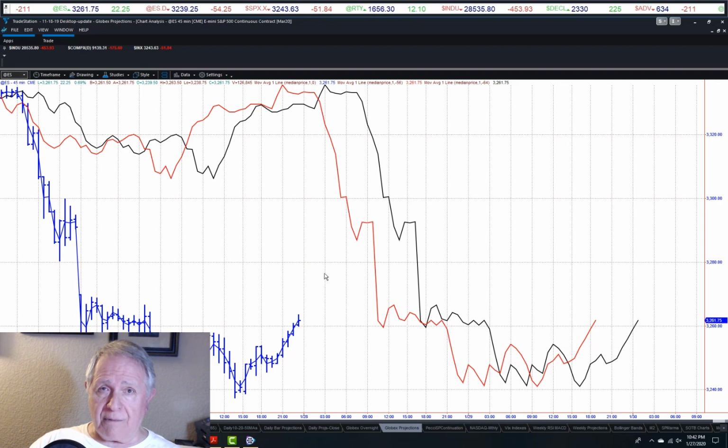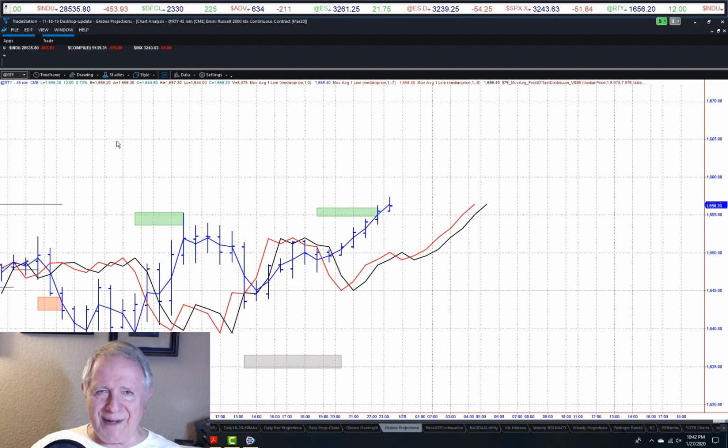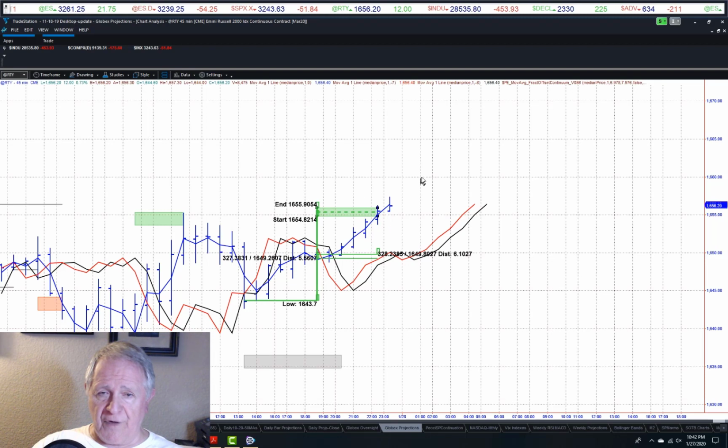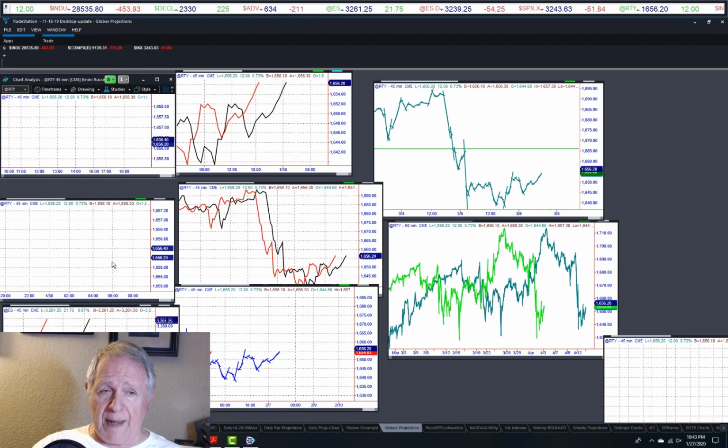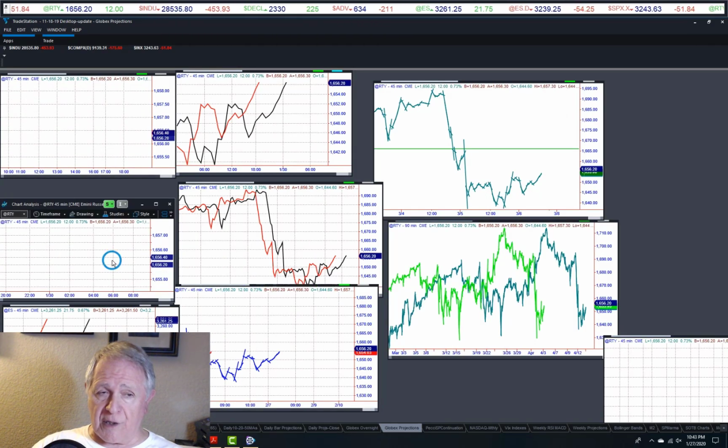So with that in mind, I've showed you the S&P. I know some of you trade the Russell 2000. Let's take a quick look at that. Okay, we're back again. Now we have the Russell 2000. Notice here that we've gone above this projection window here, which is 1655.90, and the high already is 1657.30. So that projection we have gone above. Let's look at the next longer one.